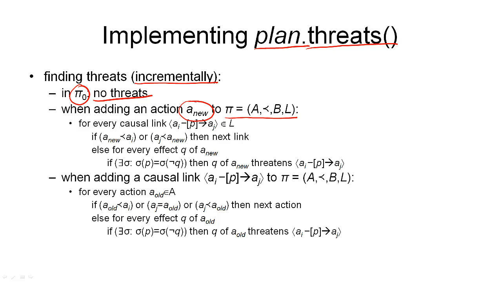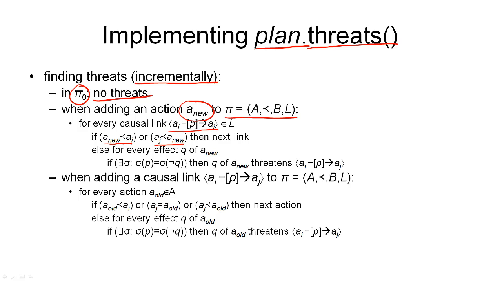Then what we have to do is follow this procedure to check whether a new threat has been introduced with this action. The way we do this is we go through every causal link that is currently in our plan, and we have a loop variable here that represents this causal link as going from AI to AJ, protecting proposition P. And for every such link, we have to check the following. The first one is we check whether our new action is already ordered before AI or after AJ. So if the new action is before the provider or after the consumer, that means it cannot be in parallel to our causal link, which means it cannot threaten that causal link, and we can simply continue with the loop, go to the next link.